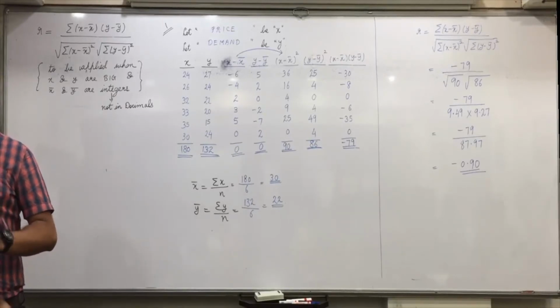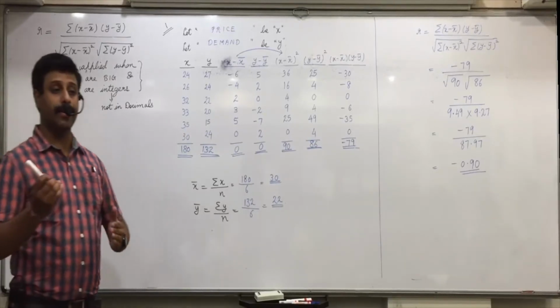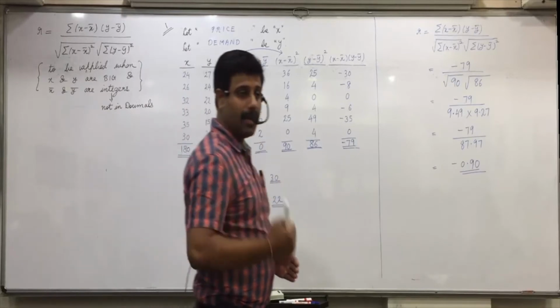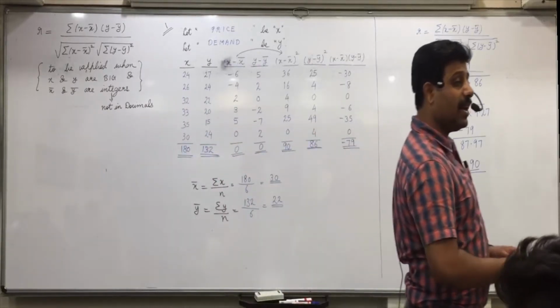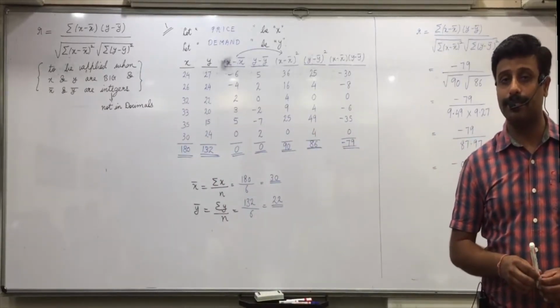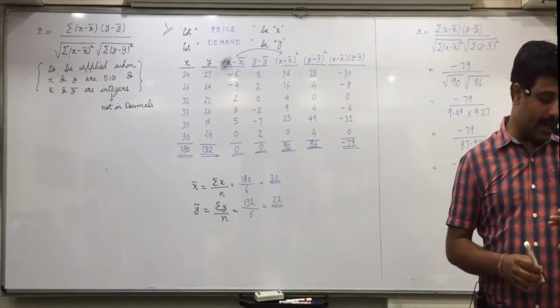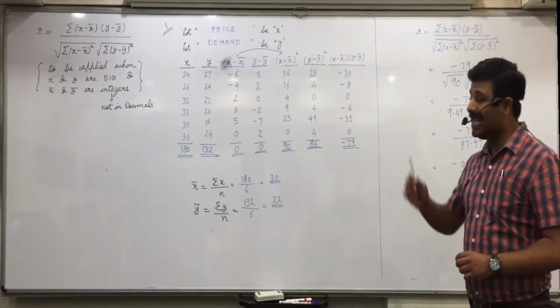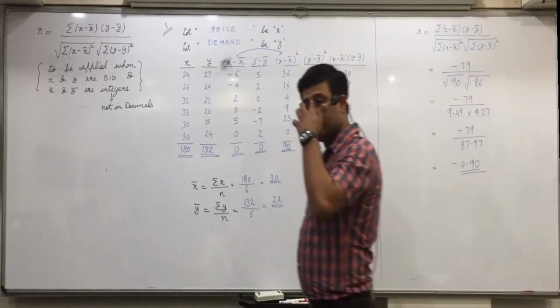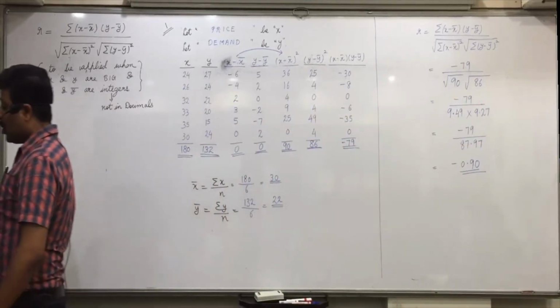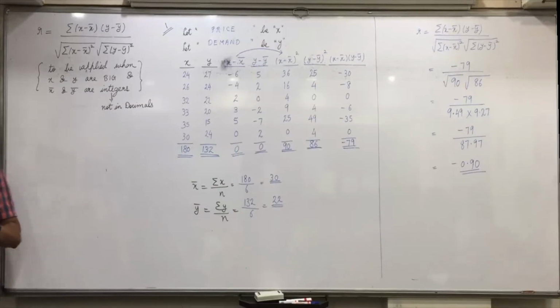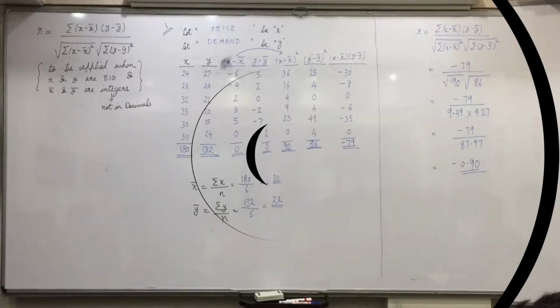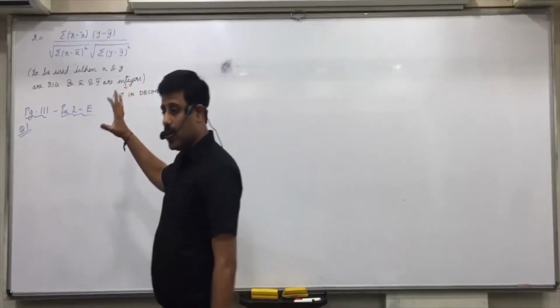Yes, negative, and 0.9 is near to 1, so high degree. And thus there is a high degree of negative correlation between price and demand. So is everyone clear with this question? Any confusion in it? Last formula we will use.